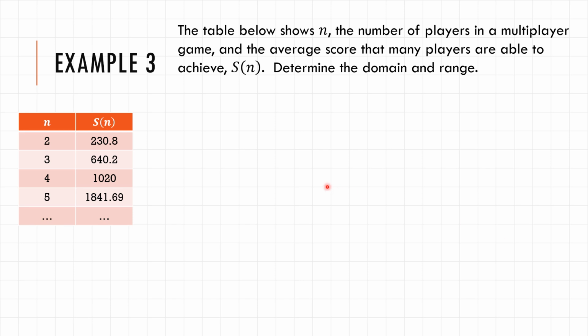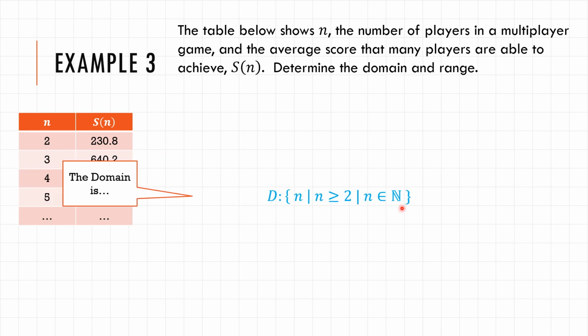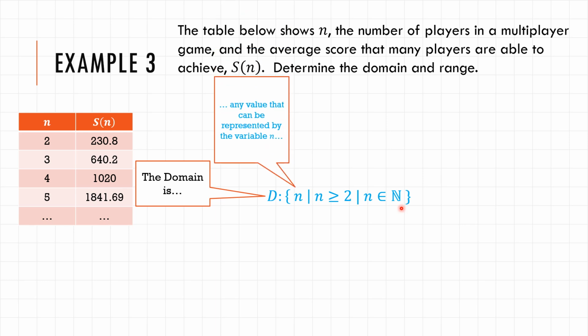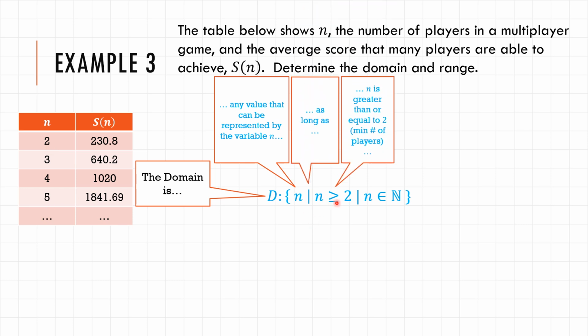In this example, this table below shows n, the number of players in a multiplayer game, and the average score that the players are able to achieve, using s at n. Determine the domain and range of this. Well, this is a multiplayer game, and a multiplayer game means multiple players, which means at least 2. So for the domain, I would probably say that it looks something like this. So this says the domain is any value that can be represented by the variable n. Now, those values have to be greater than or equal to 2. That's the minimum number of players.